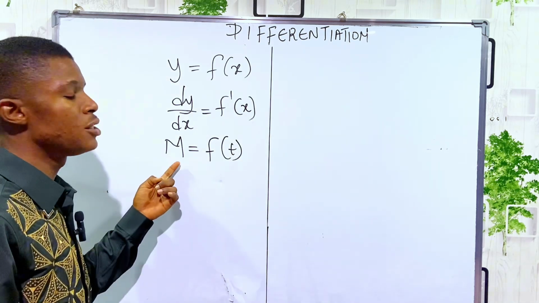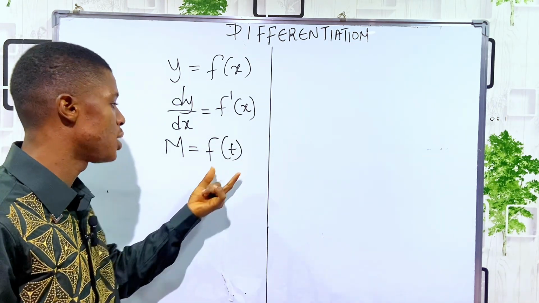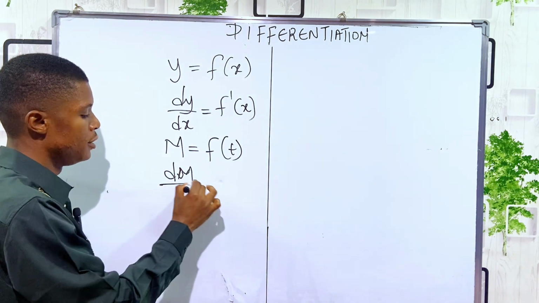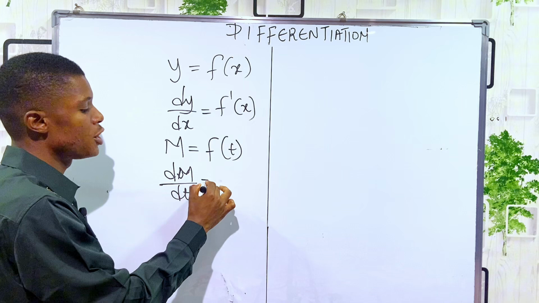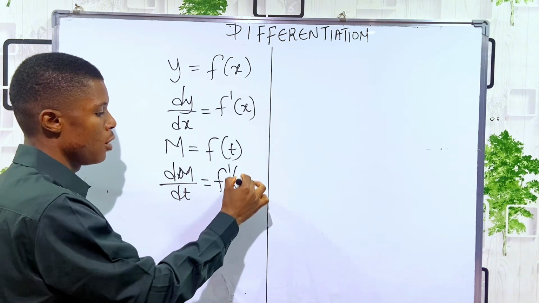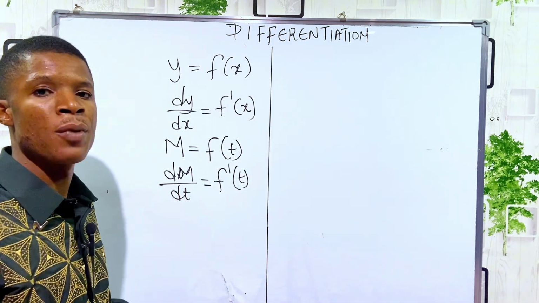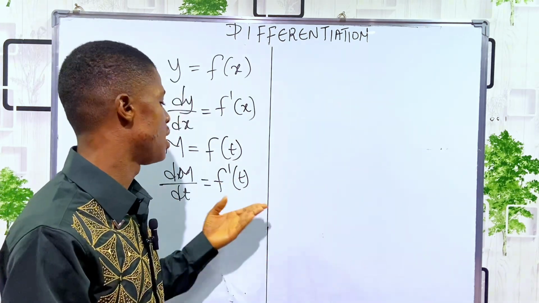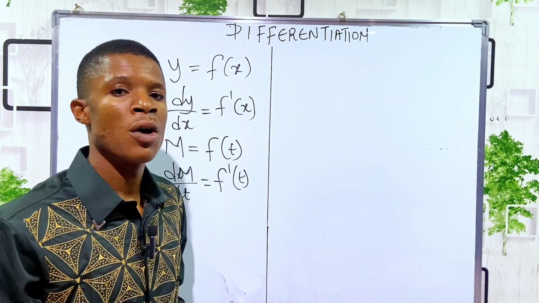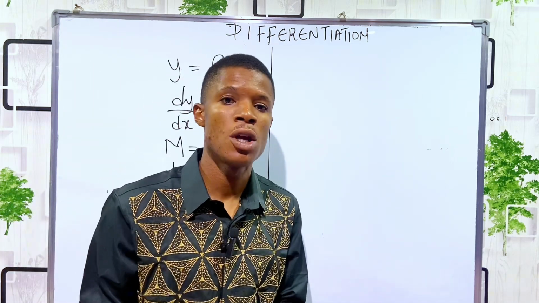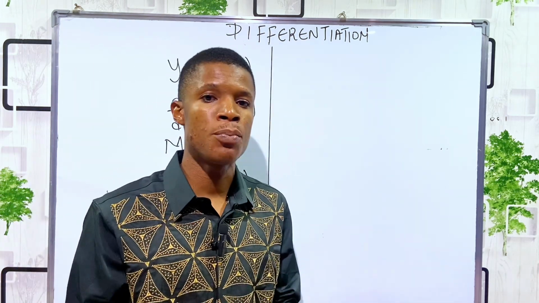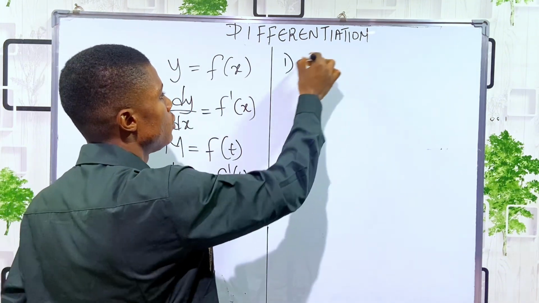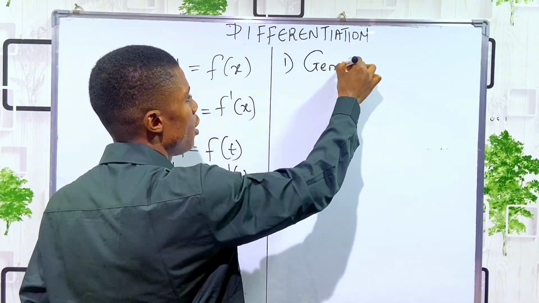Let's say we have another parameter, say m, and it's also a function of t. The rate of change of m with respect to t is written as dm/dt, which is also f prime of t. F prime of t means the differentiation or the derivative with respect to t. Okay, we have several methods of solving differentiation problems. The first one is called the general method.